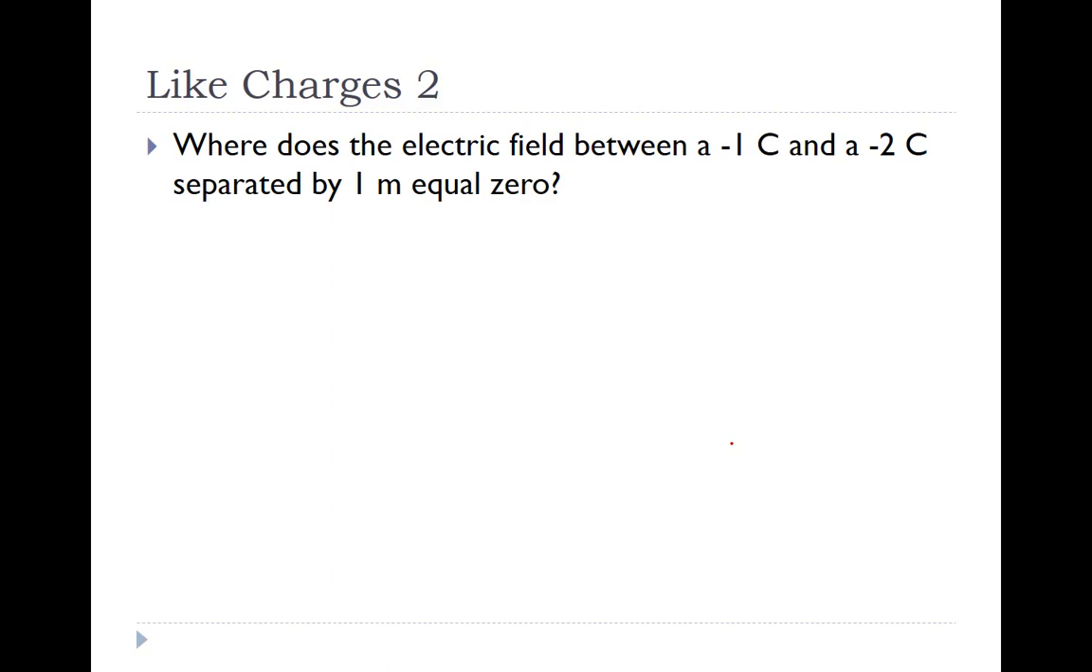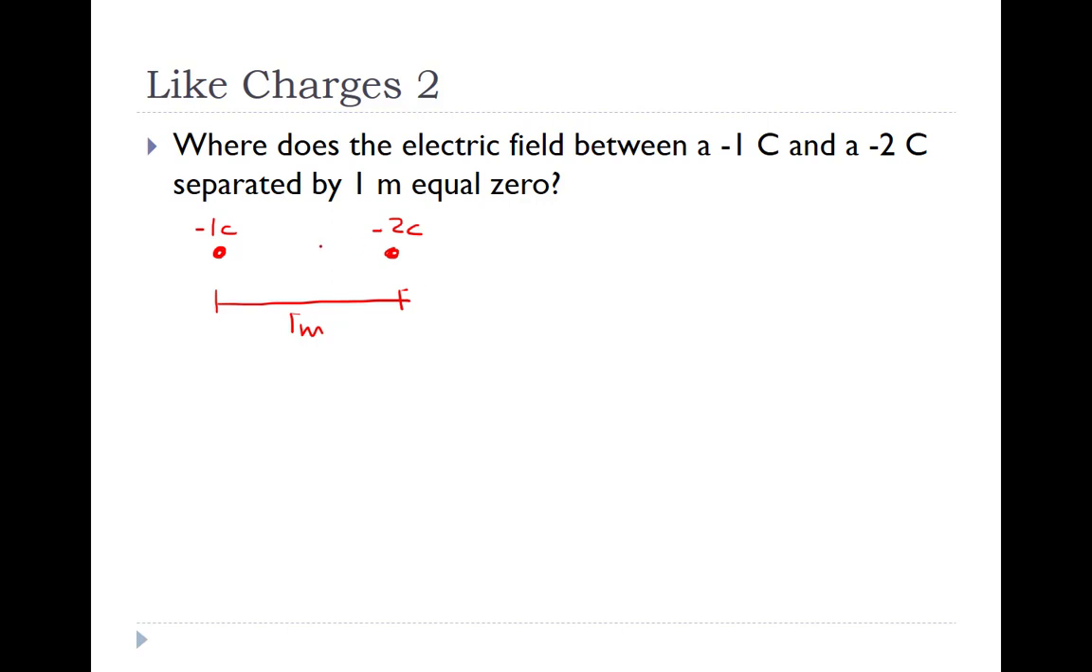Okay, so now let's think about what happens when I have like charges, but they're not the same size. So now I have a negative 1 coulomb and a negative 2 coulomb separated by 1 meter. Okay, so here is my negative 1 coulomb. Here is my negative 2 coulomb, and I know the total distance between them is 1 meter. And what I want to find is at what position does the electric field go to 0?